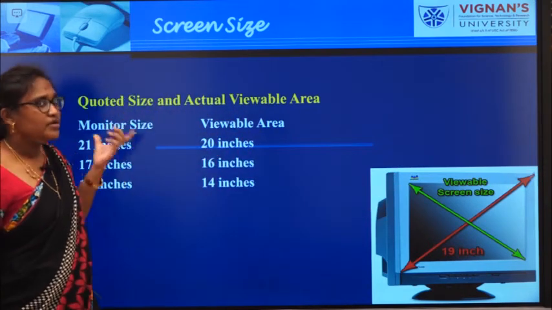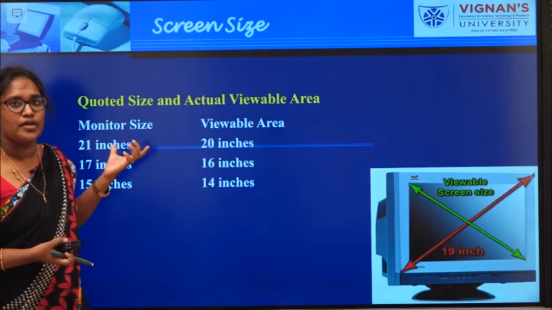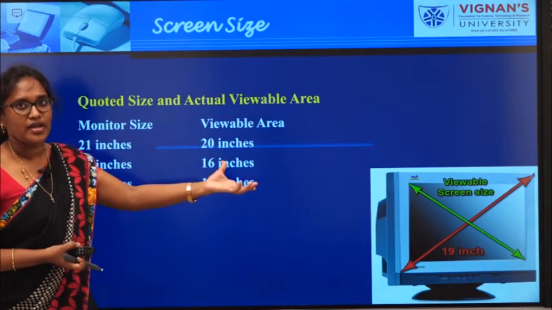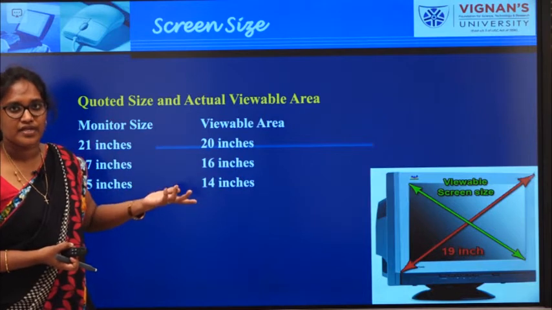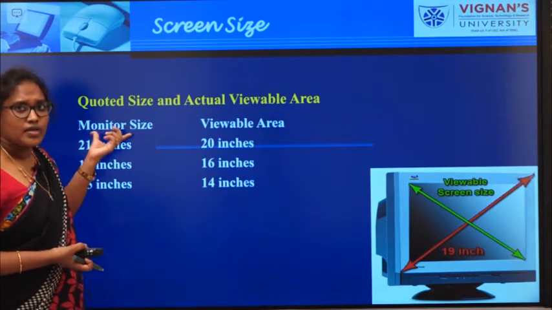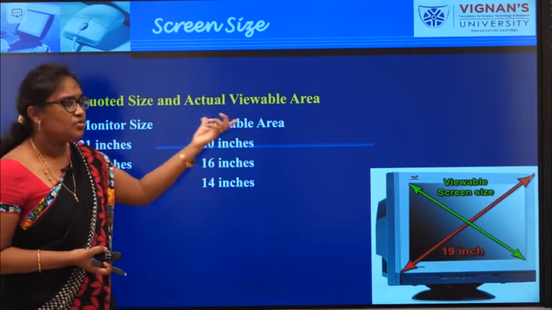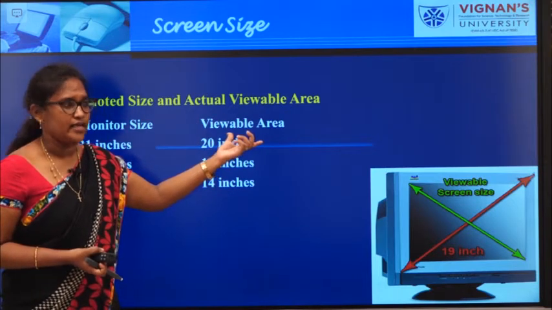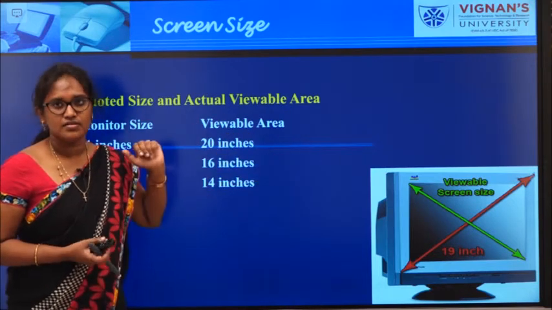So, whenever you are purchasing a monitor, you should ask the manufacturer or the vendor what the monitor size is and what the viewable area is. Or you yourself can measure it.